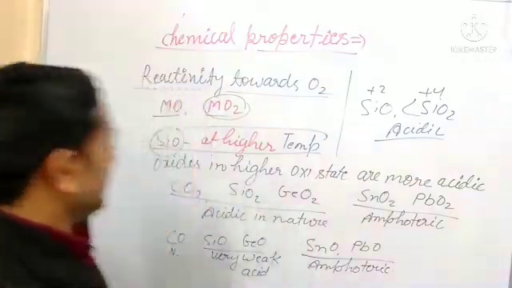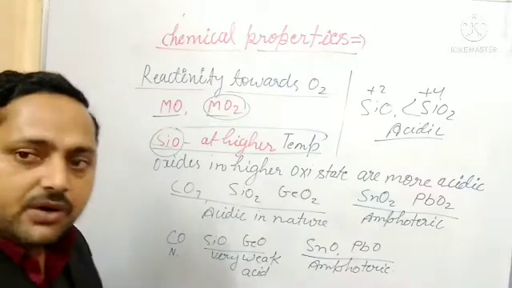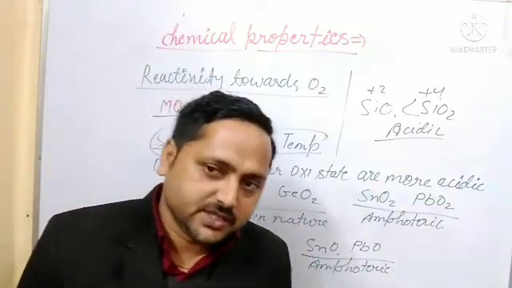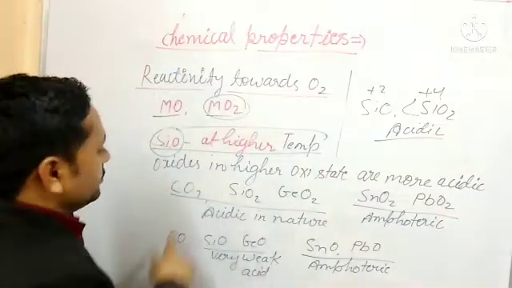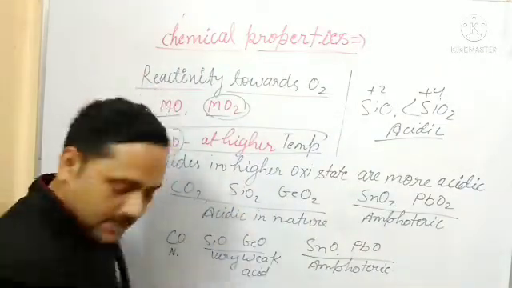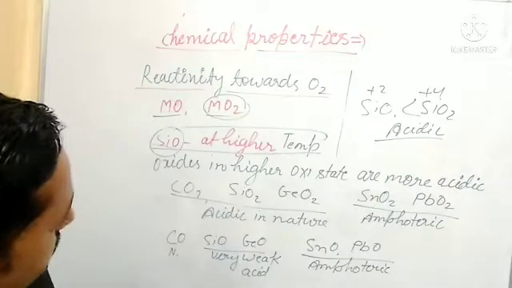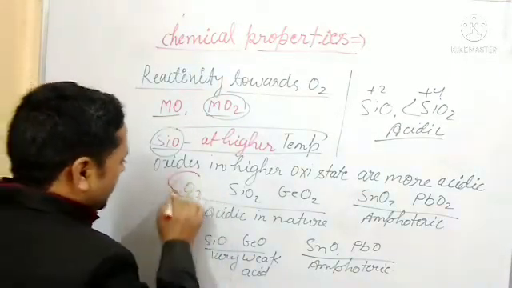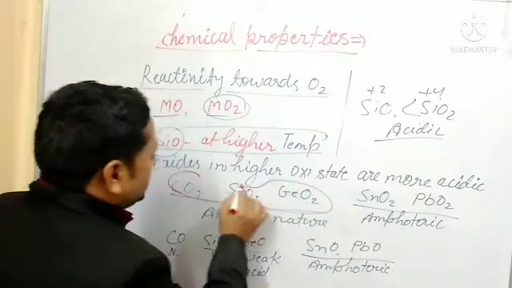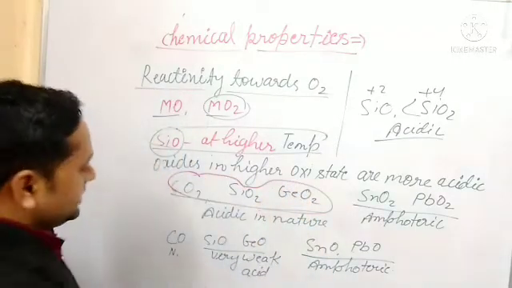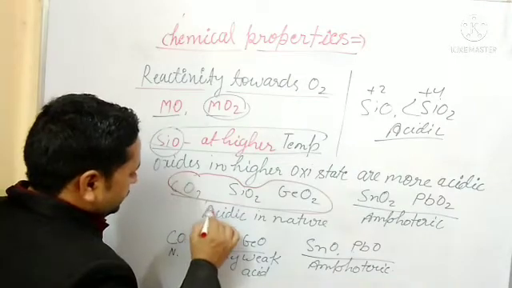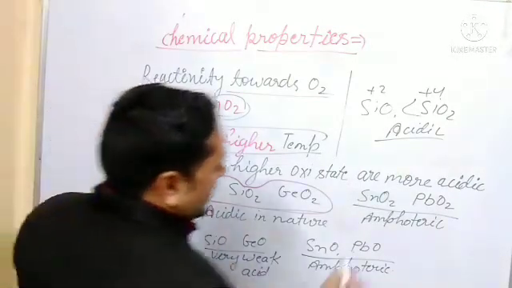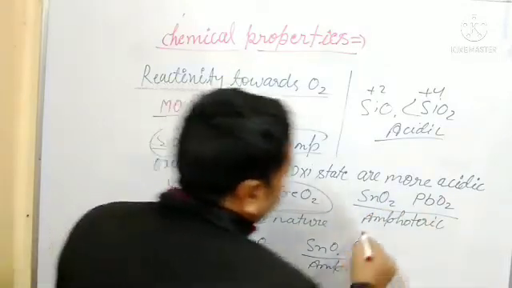Here we have seen the nature of the oxides if they form MO and MO2 type oxides. CO2, SiO2 and GeO2 are acidic in nature, while SnO2 and PbO2 are amphoteric in nature.